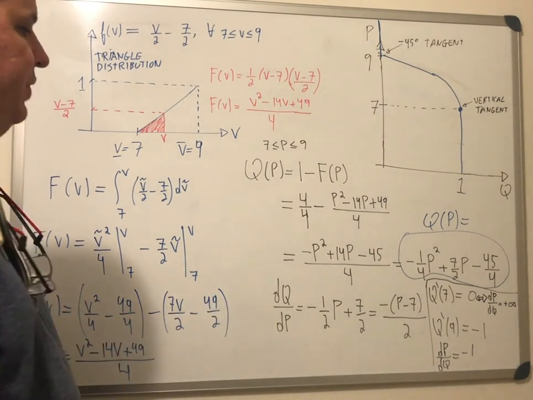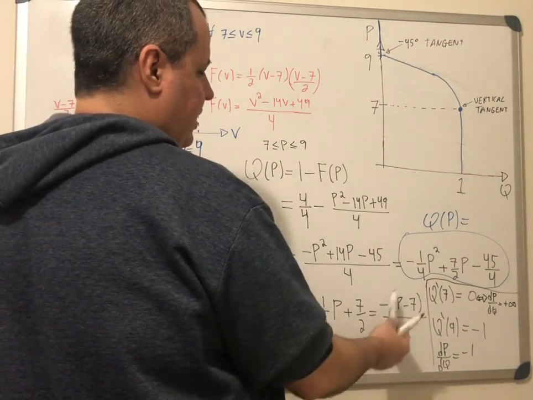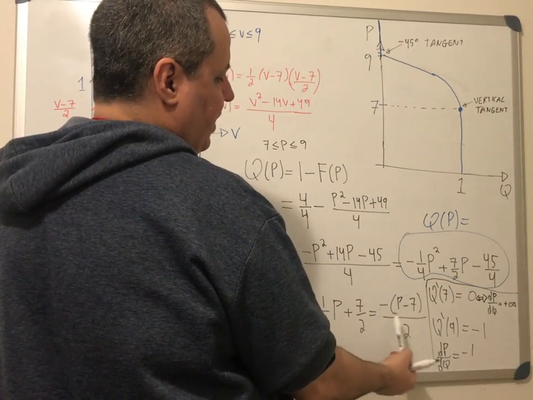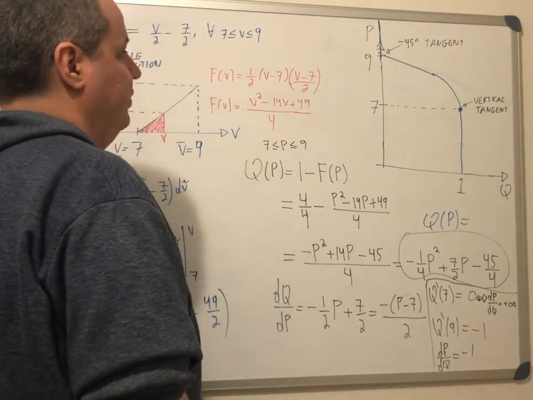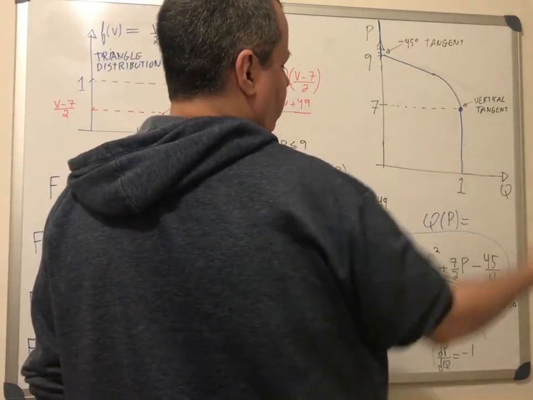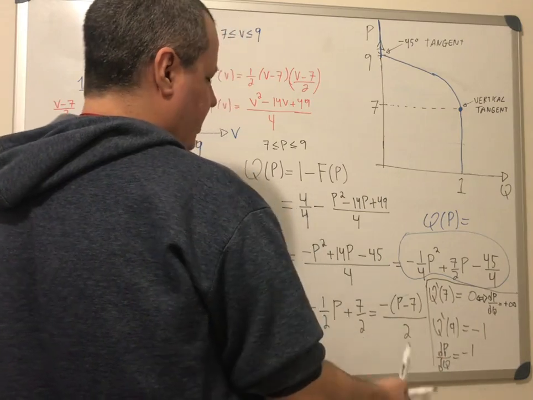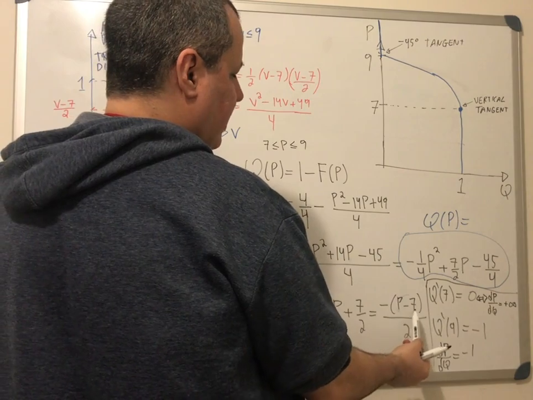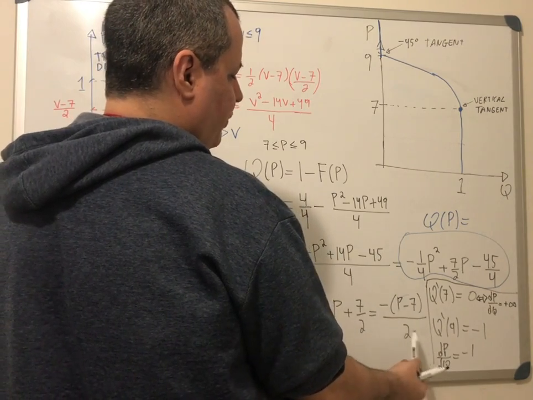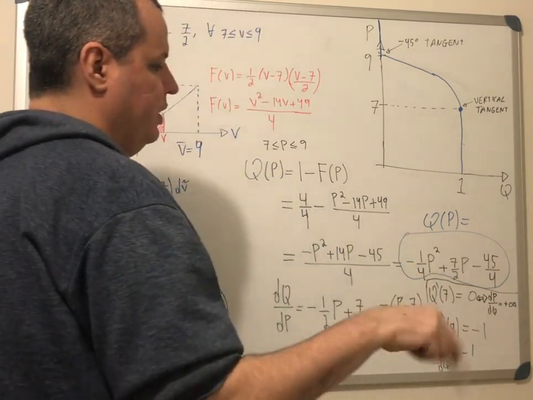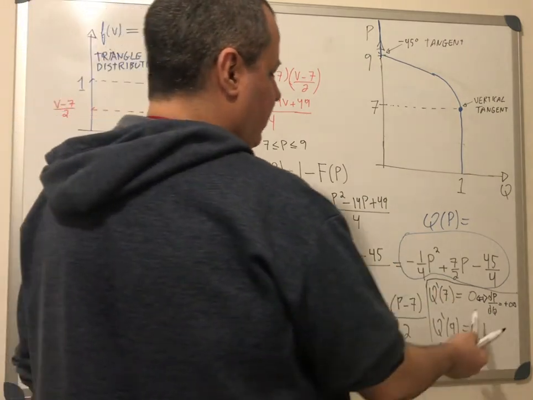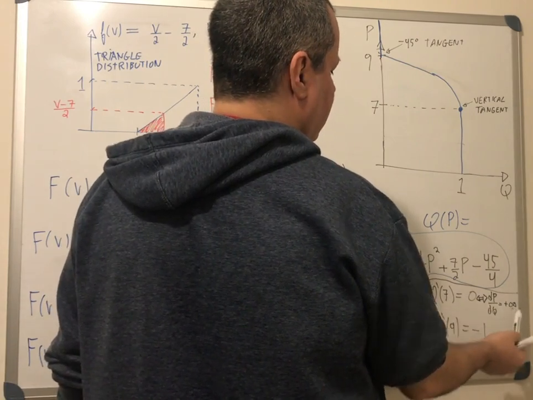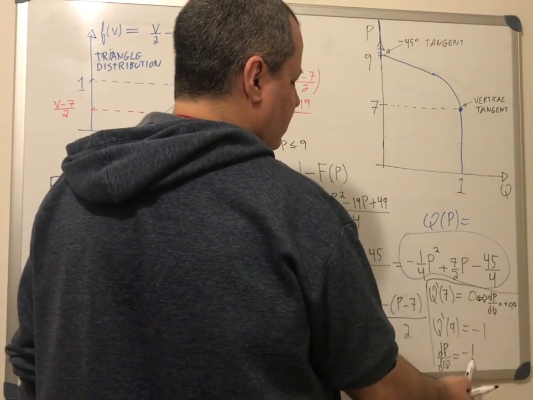Notice that the derivative is going to be a negative number. If p is between 7 and 9, this is positive, but I have a minus, so this becomes negative. So this is downward sloping. The derivative evaluated at 7 is 0. Evaluated at 9, 9 minus 7 is 2, minus 2 over 2 is minus 1. If I use the inverse function theorem, the derivative of p with respect to q at 7 is infinite, and at 9 it is negative 1.